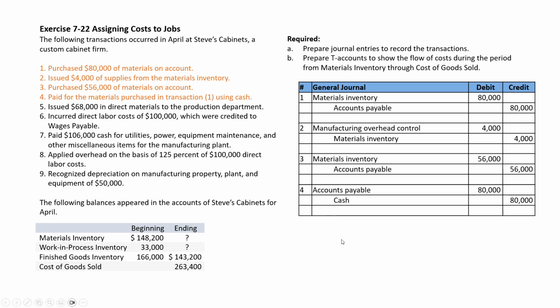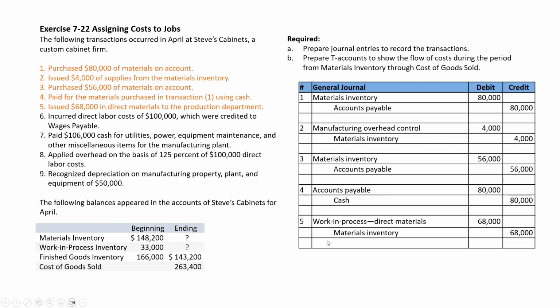Moving along here quickly. Now we're going to use some additional materials, but this time for a direct purpose. So we're issuing 68,000 of materials for a direct purpose. Since it's for a direct purpose, we can debit or increase our inventory account work in process, or WIP. And I just have a note here, direct materials, because it's direct materials for 68,000. We're removing it from our raw materials inventory stockpile. So we're going to credit materials inventory for 68,000.